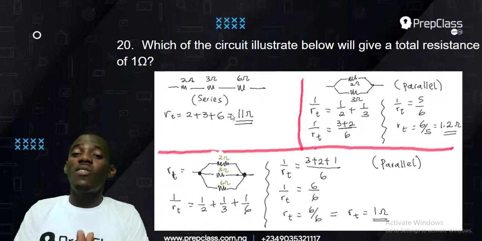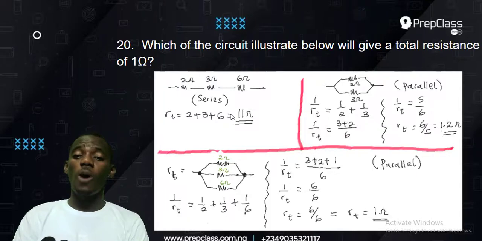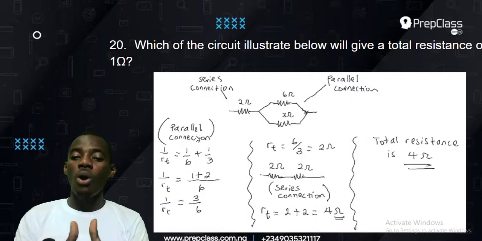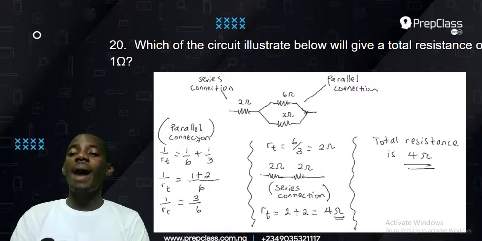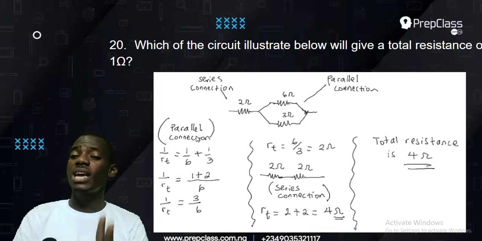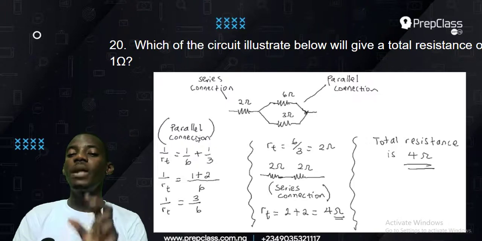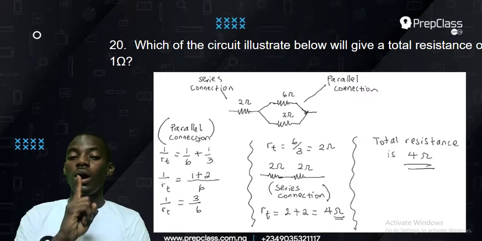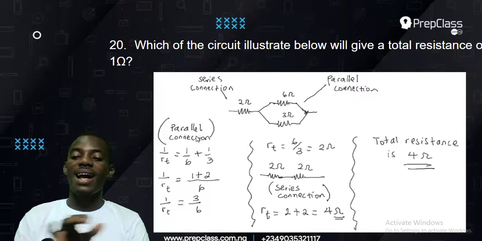But for the sake of understanding, I would like to explain option D, although we've seen our answer is option C. Option D contains both series connection and parallel connection. If you have that kind of connection, what you have to do first is to begin from the parallel. Don't begin from the series. I will solve the parallel first to make it a single resistance, so that I can do it with the series.